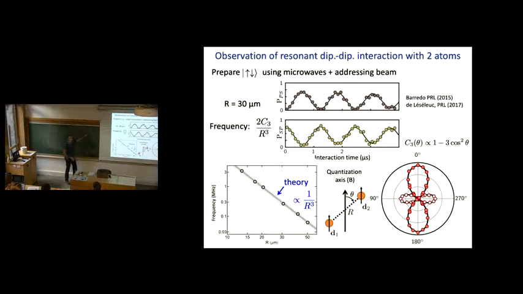This C3 coefficient turns out to be the one you learn from your basic electromagnetism, which is the angular pattern of a dipole, 1 minus 3 cosine square theta, where theta is the angle between the internuclear axis and the quantization axis that sets the axis of the dipoles. So you can measure for various distances and various angular dispositions with respect to a B field. The theory is shown here, and you do find this nice pattern. Questions?